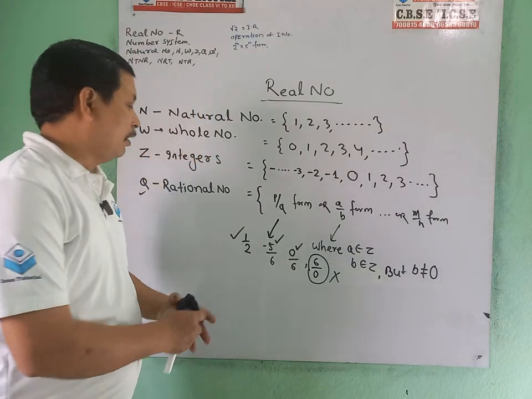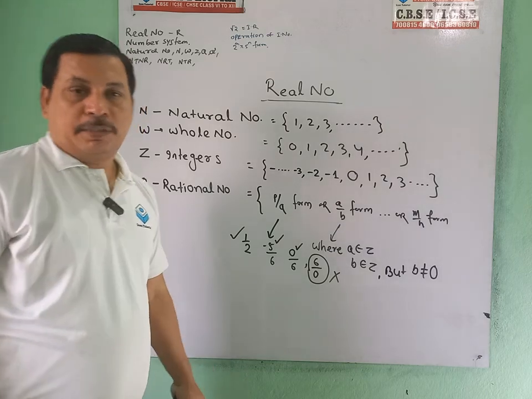After that I will discuss irrational numbers once again. What is an irrational number?